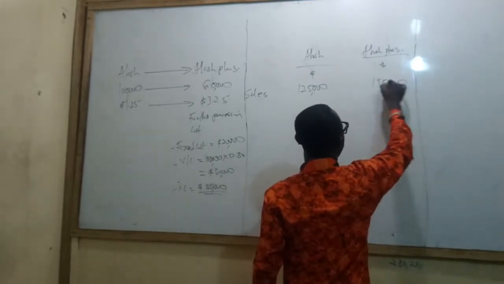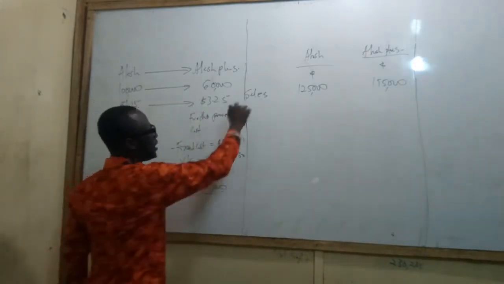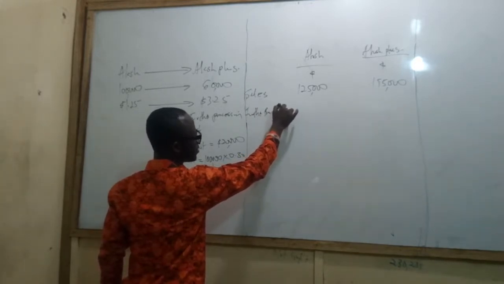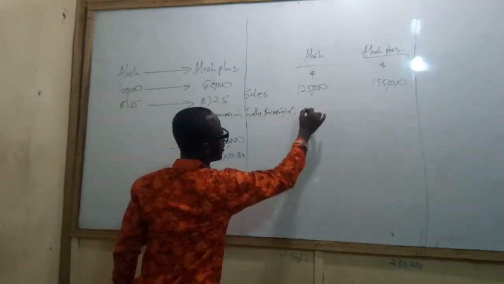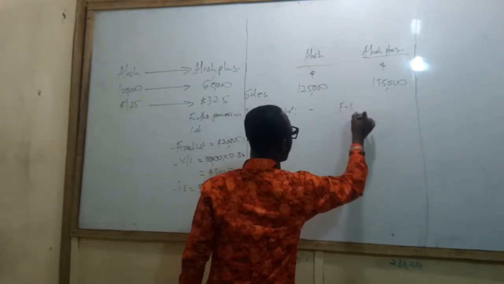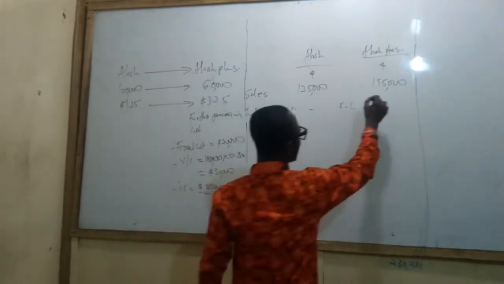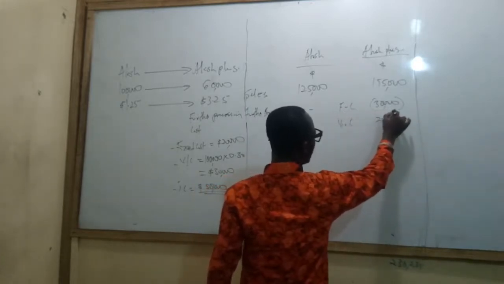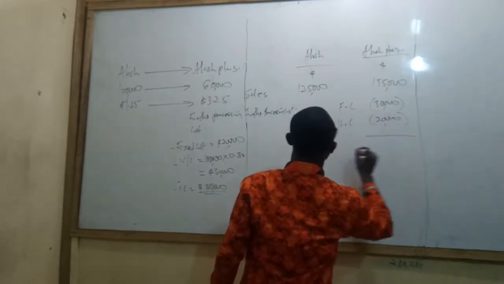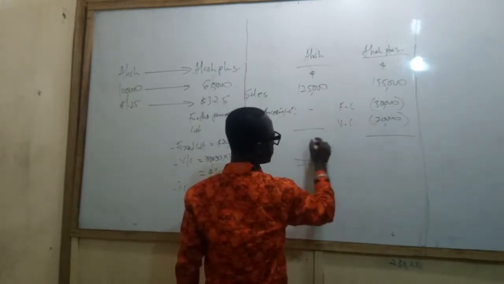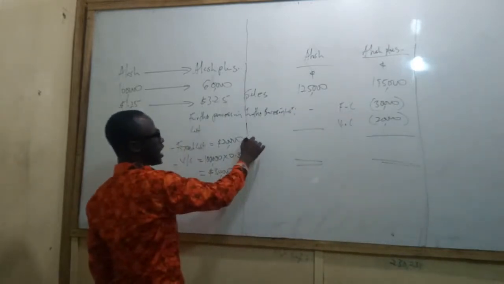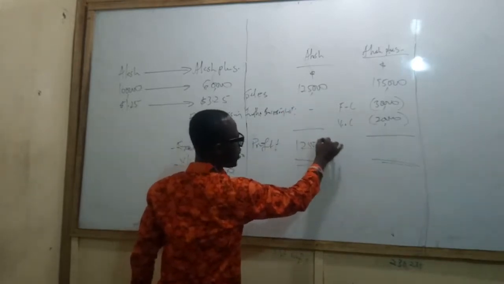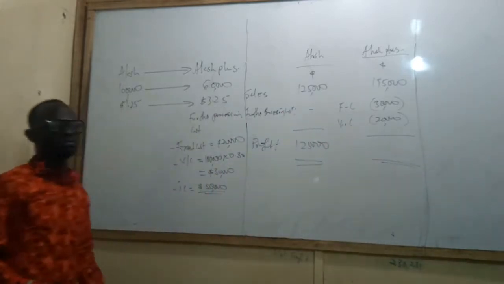$195,000. Then the further processing cost: we're going to bring the fixed cost here, 30,000, take it out. Variable cost, 20,000, take it out. So profit after further processing. Now the profit at this stage will still be 125, but this stage will be what?